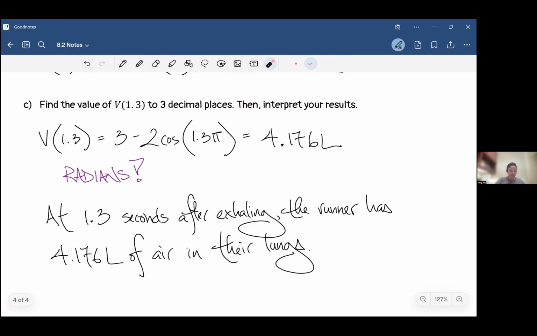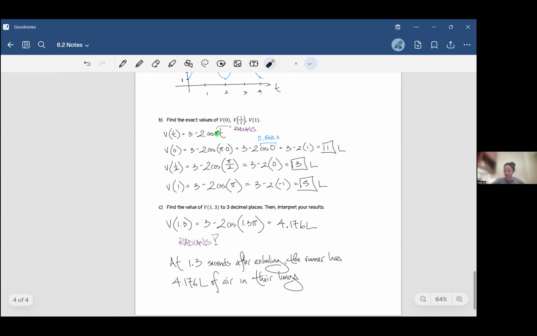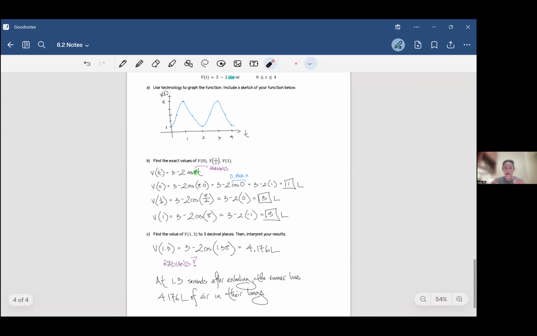All right. So my apologies for the mistake on the graph earlier, but hopefully this will match now with what you have. And that's it for 8.2. Come on back for 8.3, where we take a look at how all the calculus ties into our trig function.